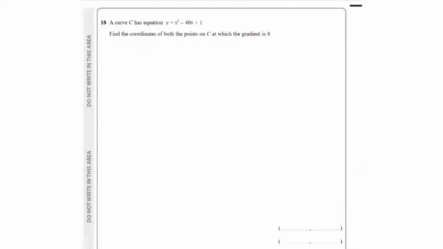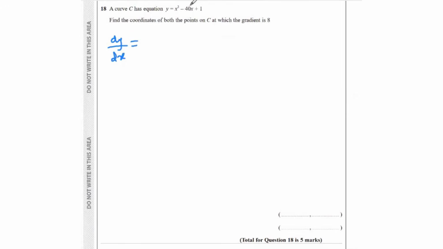Question 18 says, a curve C has equation y equals x cubed minus 40x plus 1. Find the coordinates of both the points on C at which the gradient is 8. So this is 5 marks. So we need to find the coordinates of both the points on C at which the gradient is 8, which means we will differentiate this.